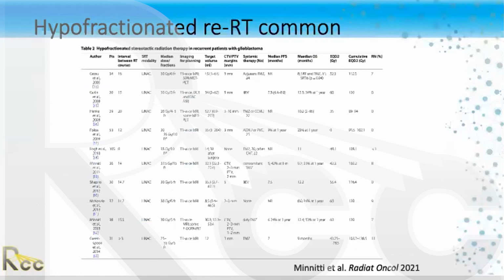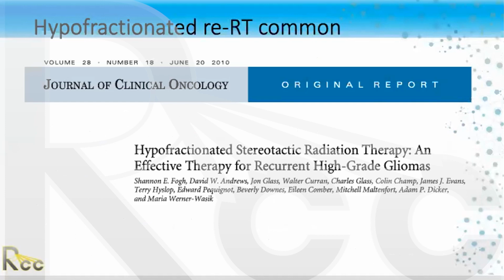The text here is very small. I apologize for that. But most of the time, what's being employed are regimens of 5 to 15 fractions for these patients who've already been through conventional chemoradiation at some point. Again, patient selection is challenging.